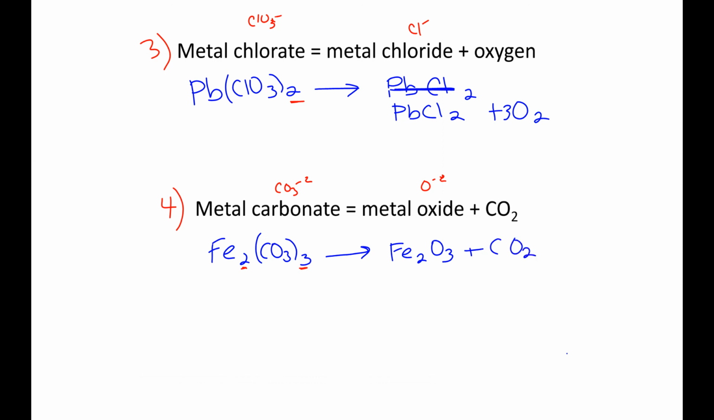So we have 2 Fe's, 2 Fe's. That's fine. Now I have 3 C's. So I'm going to go ahead and put a 3 here. Okay, 3 C's on the right. On the left-hand side, I have 9 oxygens. On the right-hand side, I have 3. Here, we have 3 plus 6, which is 9. So I'm now balanced. Okay? So it's not that difficult. You just got to pay attention to certain things. But that's it for decomposition.